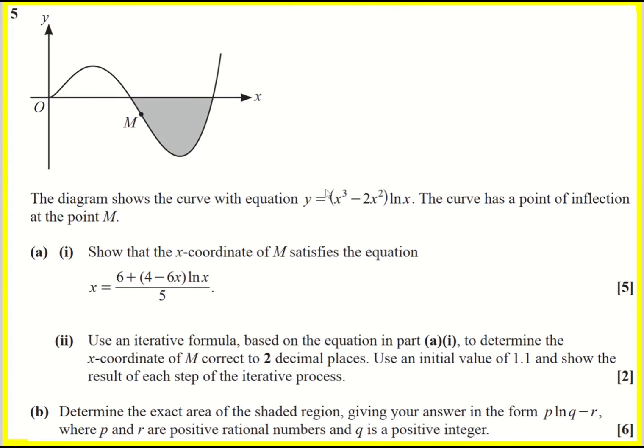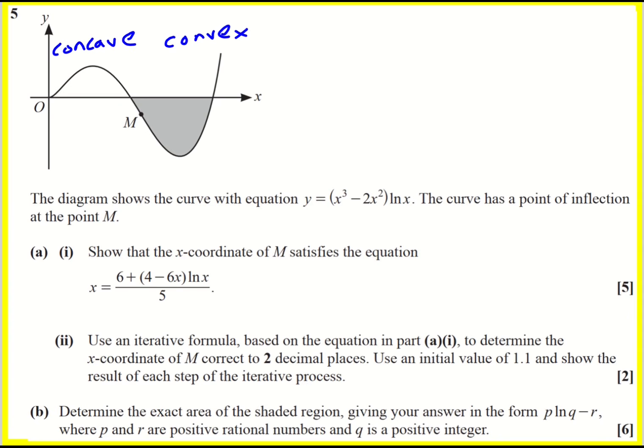Given a diagram showing the curve of the equation y equals x cubed minus 2x squared, all times ln x. And the curve has a point of inflection at the point M. So remember, this is where the curve goes from either concave to convex or convex to concave. In this question, we can see the gradient is decreasing to the left of M, and it starts increasing. So it's actually concave followed by convex.